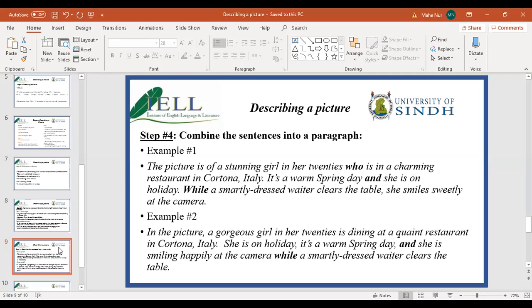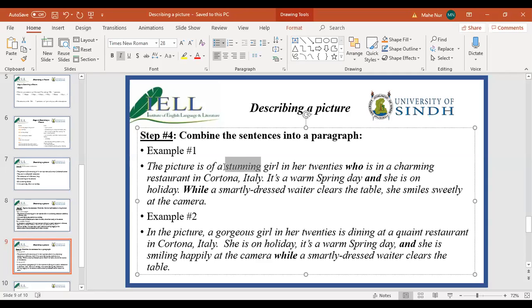Look at these paragraphs. Let's read example number one. The picture is of a stunning girl in her 20s who is in a charming restaurant in Cortona, Italy. It is a warm spring day and she is on holiday. While a smartly dressed waiter clears the table, she smiles sweetly at the camera.